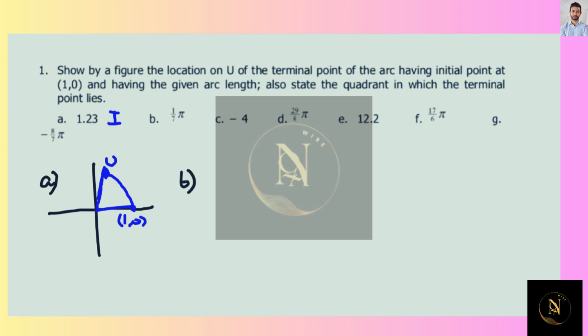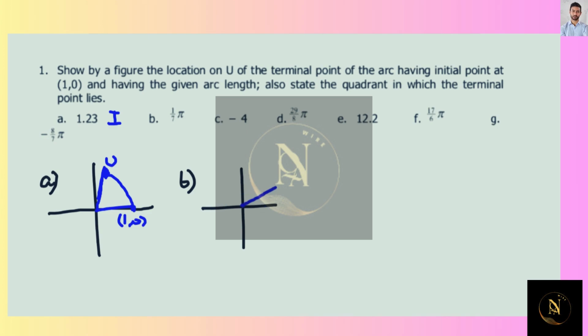For B, 1/7 of pi, that would be like if this is pi halfway around, it'd be 1/7 of it. So that is going to be positive, and I'm just estimating. But that would also be in quadrant 1.